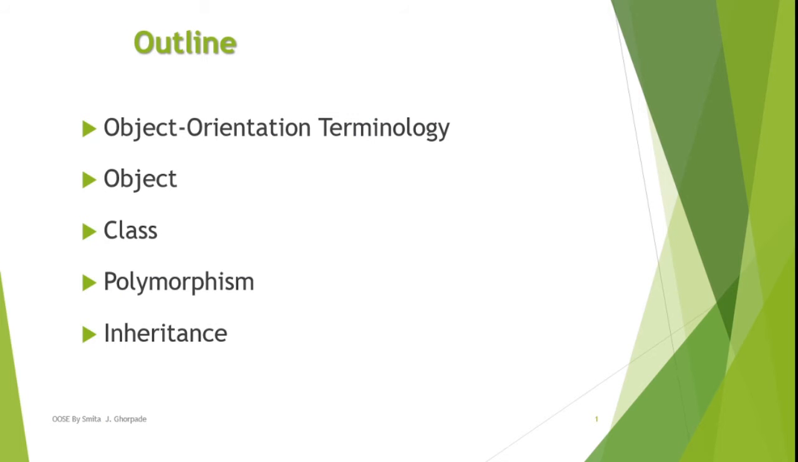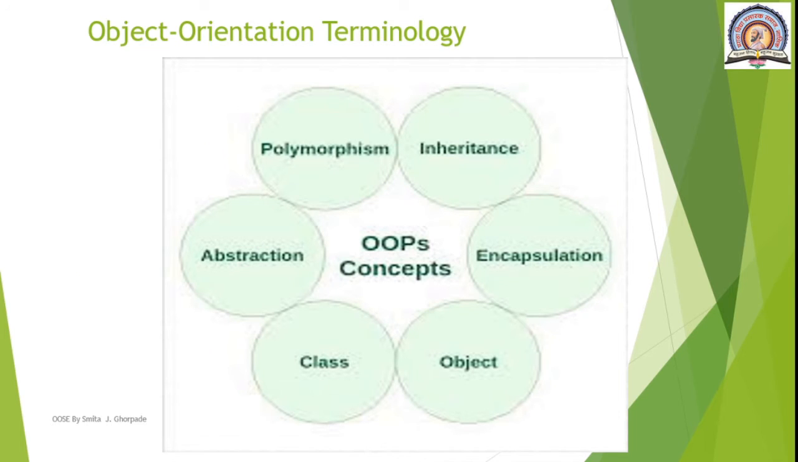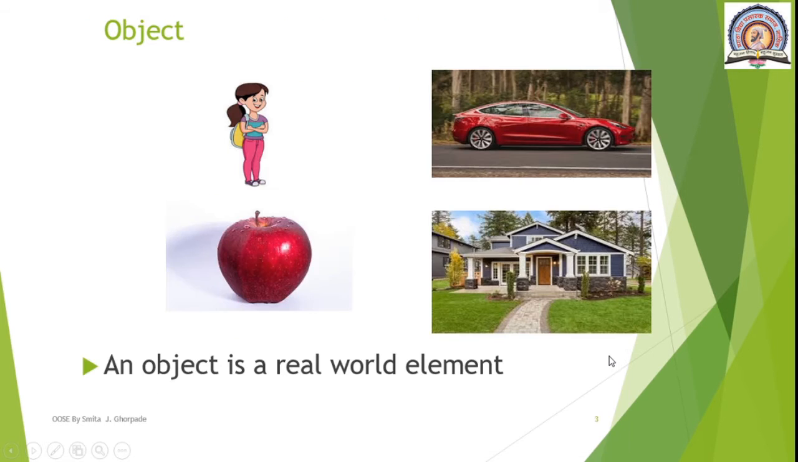Hello students, in today's session I am going to cover object oriented terminologies like object, class, polymorphism, different types of polymorphism, inheritance and different types of inheritance. These are different object oriented terminologies. Among these, abstraction and encapsulation, these two concepts we already covered in the previous lecture. Now in today's lecture we are going to discuss these four terminologies, that is object, class, polymorphism and inheritance.